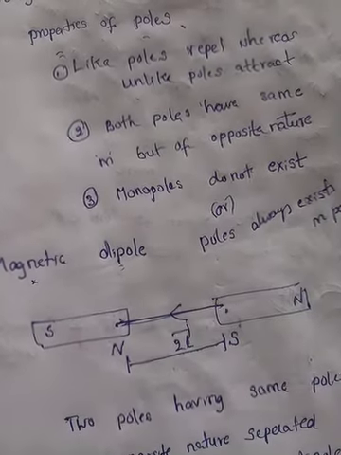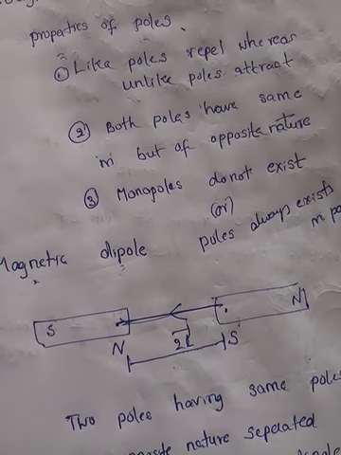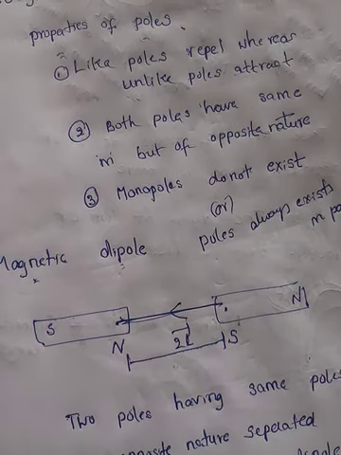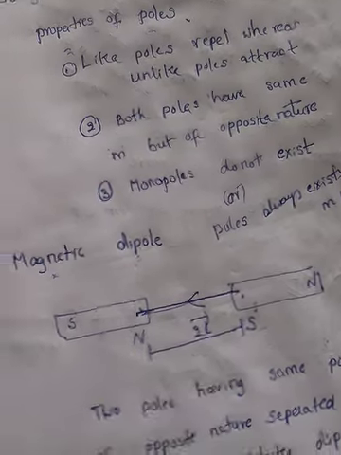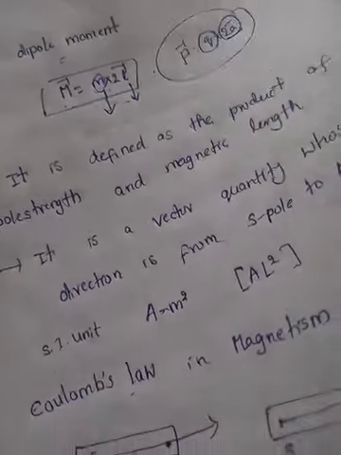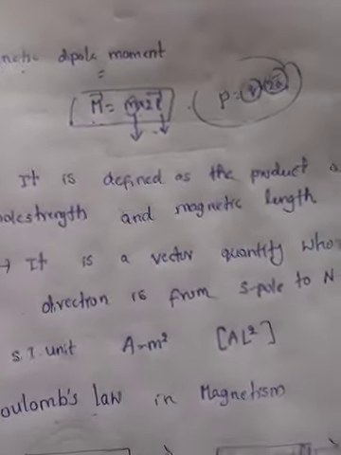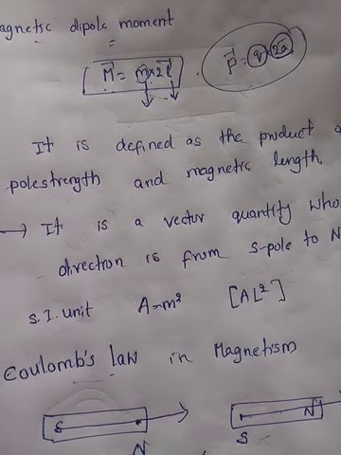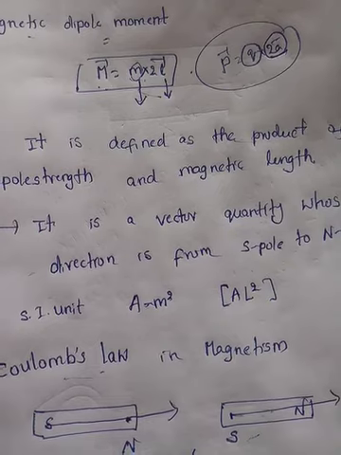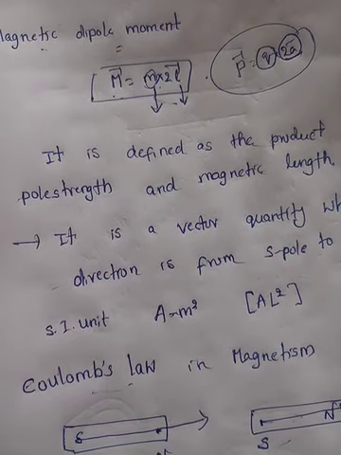So coming to a point, the magnetic dipole. What is a dipole? Two equal and opposite poles having the same pole strength separated by a small distance is called a magnetic dipole. If this pole strength is multiplied with magnetic length, that is called the magnetic dipole moment. You can define it as the product of pole strength and magnetic length. It is a vector because magnetic length is a vector whose direction is from the south pole to the north pole. From this we define Coulomb's law in magnetism.